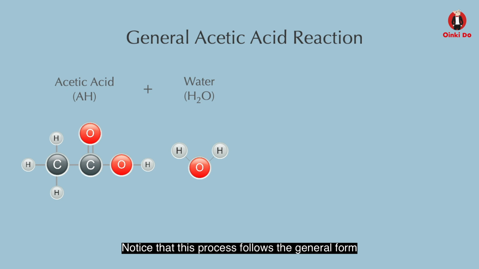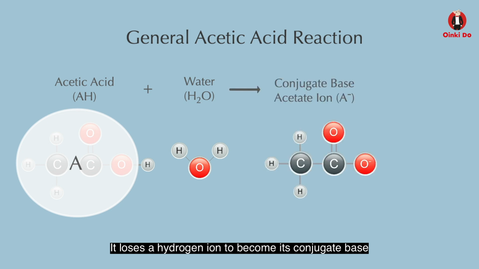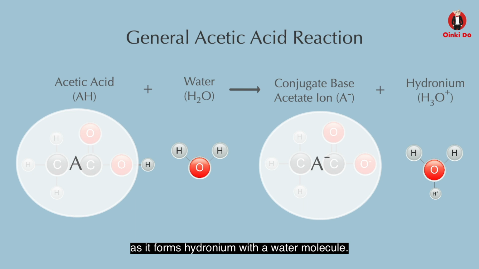Notice that this process follows the general form of an acid compound making water more acidic. Acetic acid is of the form AH. It loses a hydrogen ion to become its conjugate base, an acetate ion A-. The hydrogen ion makes the water more acidic as it forms hydronium with a water molecule.